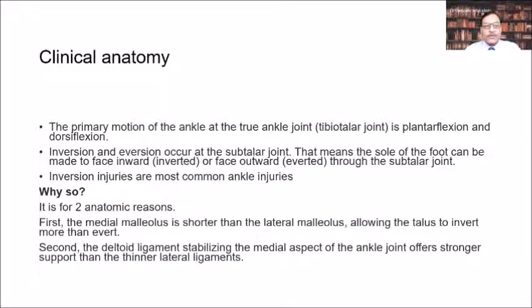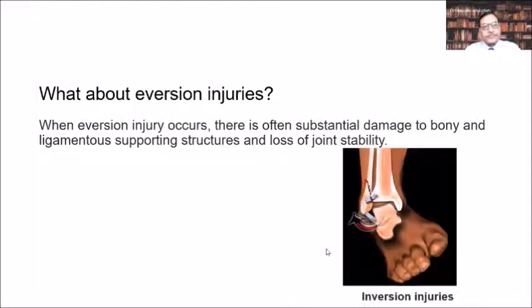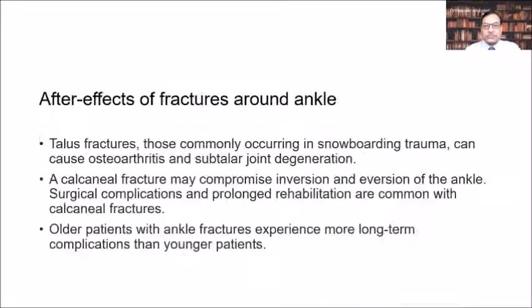and it offers very strong support. Whereas the lateral ligaments are not so strong, and they support but not like the deltoid ligament. But eversion injuries are not unknown and occur with a very large force applied over the ankle. And then there will be substantial damage to the bony and ligamentous structures which support them, and usually the joint stability is lost.